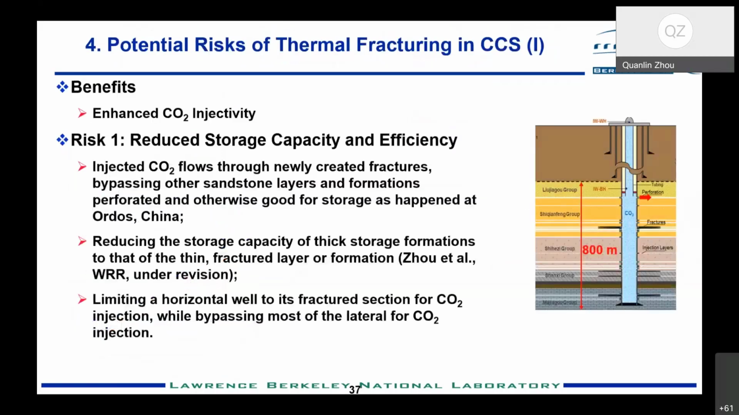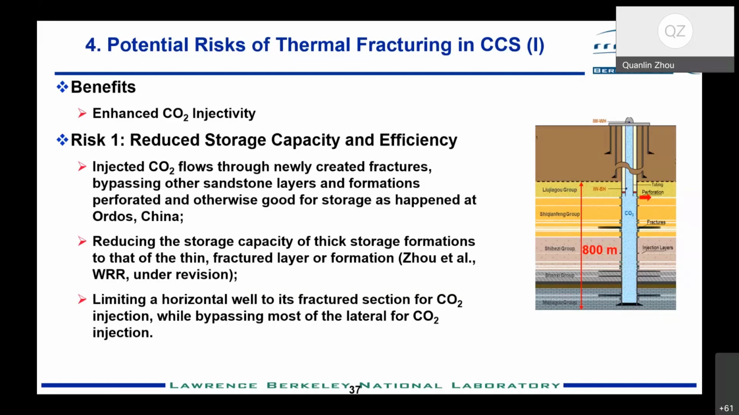Now, that is the last part of this talk. I think I have 7 minutes. So of course, we know that the benefit of thermal fracturing is enhanced CO2 injectivity, which we know from all the different analogs. But on the other side, injected CO2 flows through the newly created fractures, bypassing other sandstone layers and formations, perforated or otherwise good for storage.